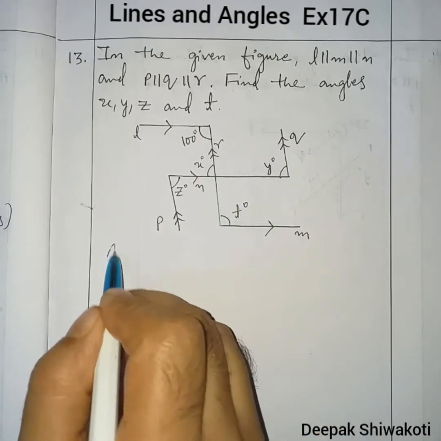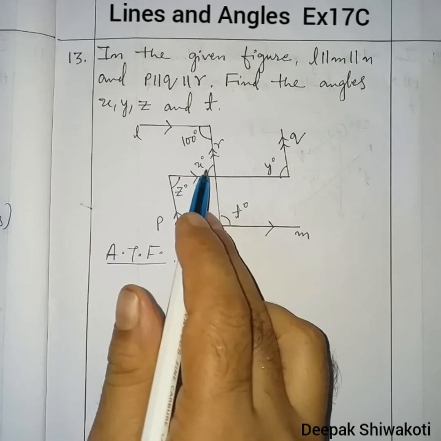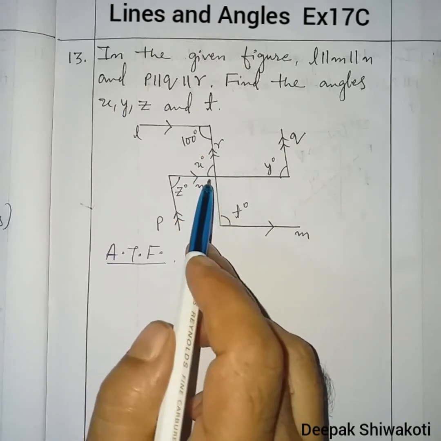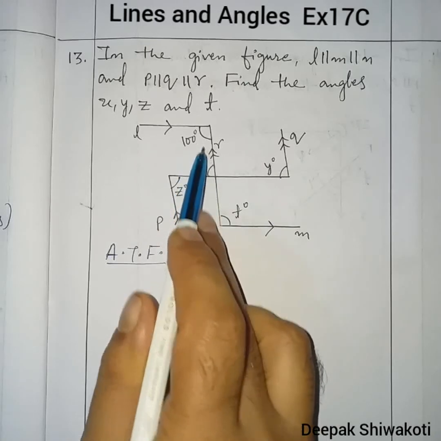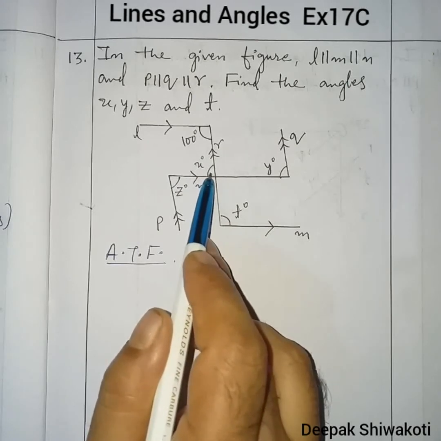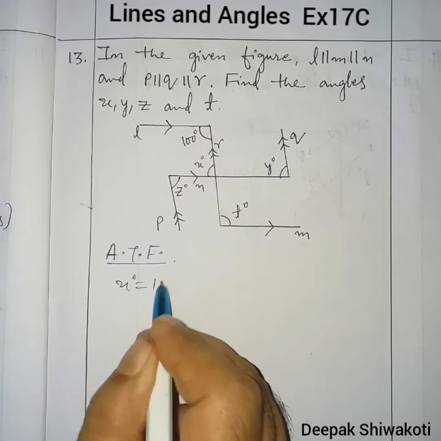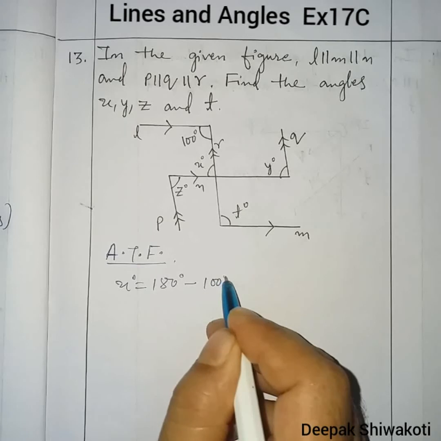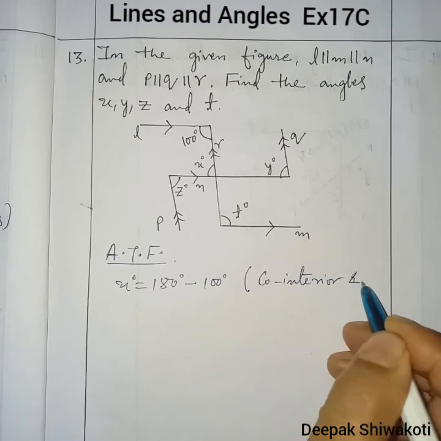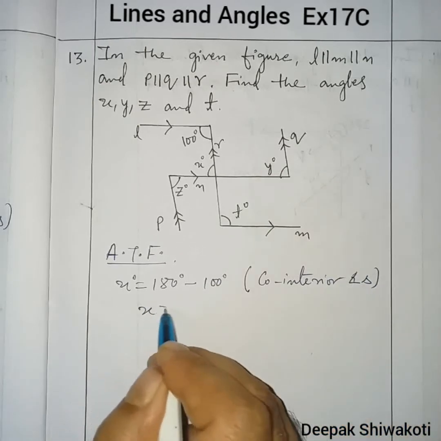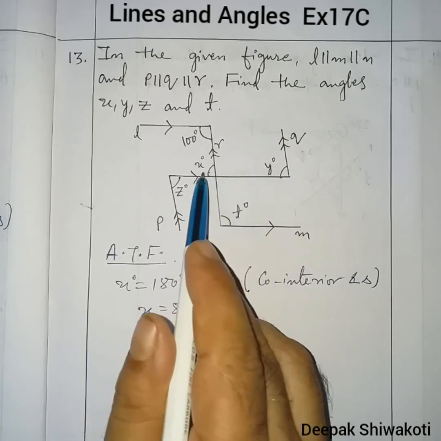According to the figure, X is equal to 180 minus 100 degree, because these two angles are co-interior angles. Co-interior angle, the sum we know, that is equal to 180 degree. So x degree is equal to 180 minus 100 degree, co-interior angles. So x is equal to 80 degree.